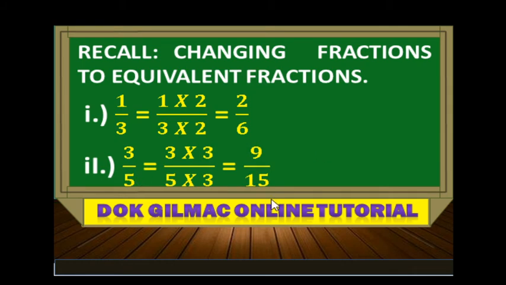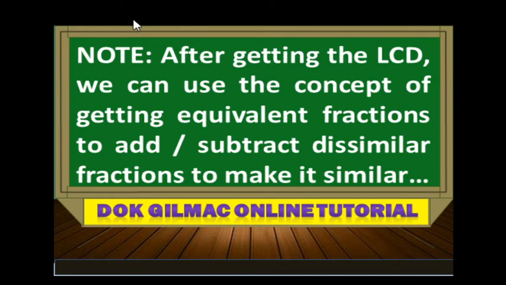3/5 is just equal to 9 over 15. Because we have 3 times 3 all over 5 times 3. Here, common factor is 3. So take note, 3 over 5 is just equal to 9 over 15. So we just multiplied a constant number which is 3 to both numerator and denominator of 3 over 5. So we have 9 over 15. Take note, after getting the LCD, we can use the concept of getting equivalent fractions to add or subtract dissimilar fractions to make it similar.